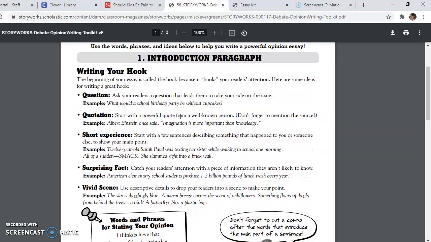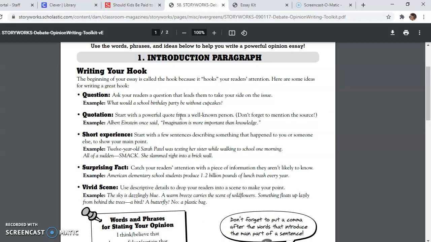Now, if you remember, Mrs. Blackburn's least favorite way to write a hook is with a question. Why is that? Well, just like I asked my in-person class the other day, I said, how many of you have written your hook with a question? And almost everyone raised their hand. It's very overused, and the whole point of a hook is to get the reader's attention.